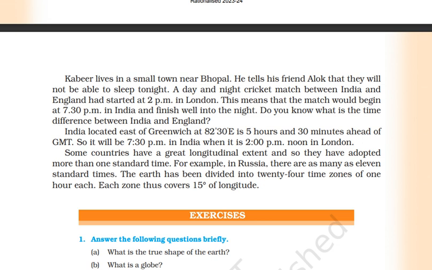India, located east of Greenwich at 82 and 30 degree east, is 5 hours and 30 minutes ahead of GMT. So it will be 7:30 p.m. in India when it is 2 p.m. noon in London. Some countries have a great longitudinal extent and so they have adopted more than one standard time. For example, in Russia, there are as many as 11 standard times. The earth has been divided into 24 time zones of 1 hour each. Each zone thus covers 15 degree of longitude.